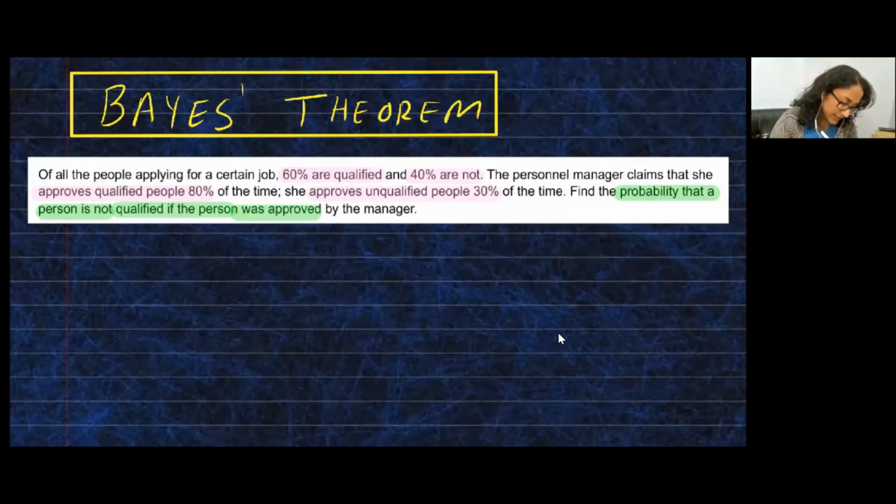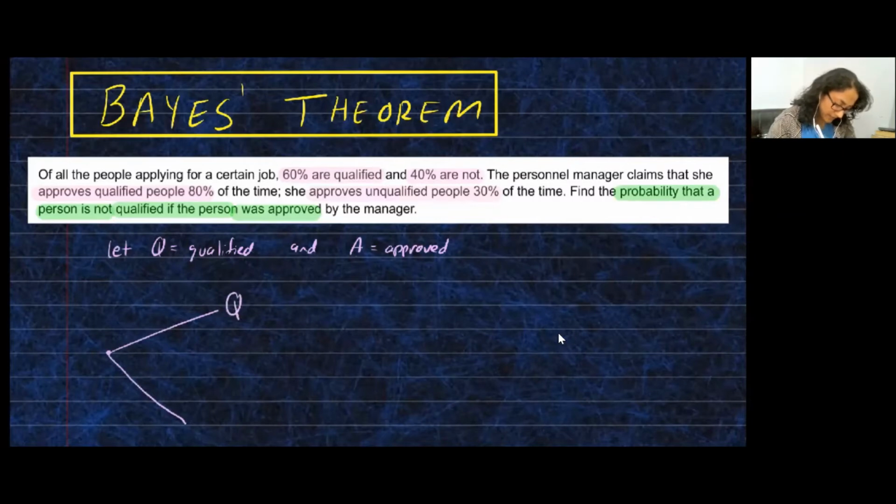So we know that 60% are qualified, 40% are not. So let's use Q for qualified and A for approved, which means if I draw a tree diagram, the first branch we're going to draw will be people qualified, and not qualified will be Q prime. So this would be 60%, so that's 0.6, and this branch will be 40%, and that sums to 100%.